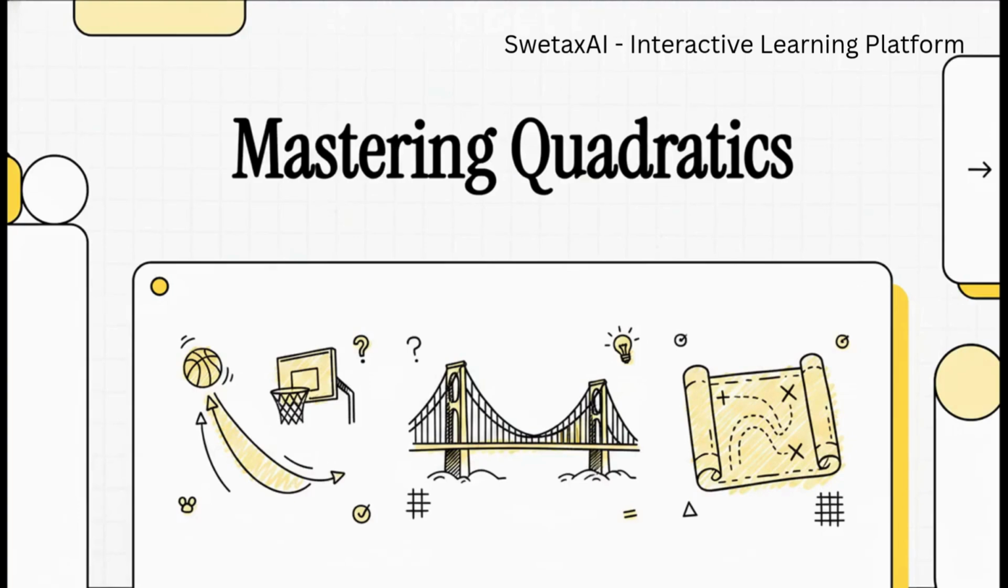Welcome to the Explainer. Have you ever watched a basketball arc perfectly through the air? Or looked at the elegant swooping cables of a suspension bridge and wondered if there's some kind of hidden code governing their shape? Well, there absolutely is. Today, we're exploring the fascinating world of quadratics.